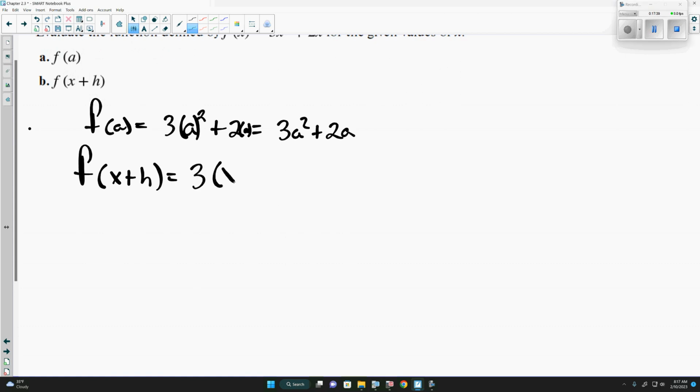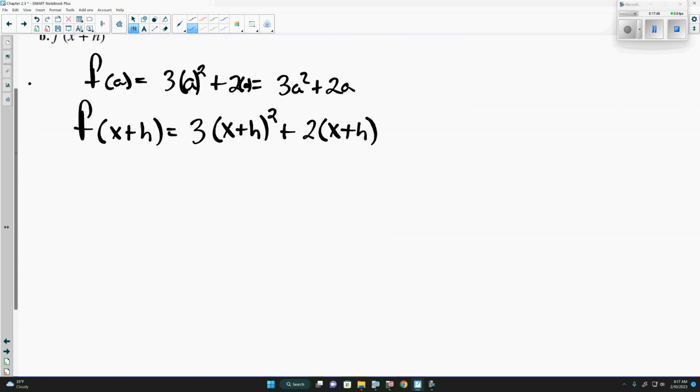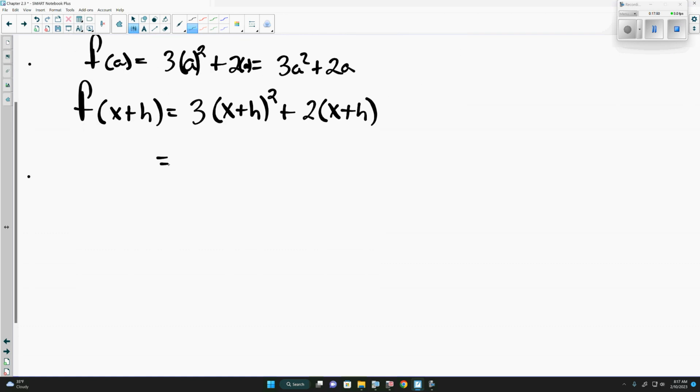Now, x plus h, we're going to replace x with x plus h. X plus h squared is not going to be x squared plus h squared. I've seen that too many times. We can't just square both of them. If it was x times h, yeah, that's fine. If squaring is just x times h times x times h, it ends up being x squared times h squared. That's fine. But with plus, we're multiplying it by itself.